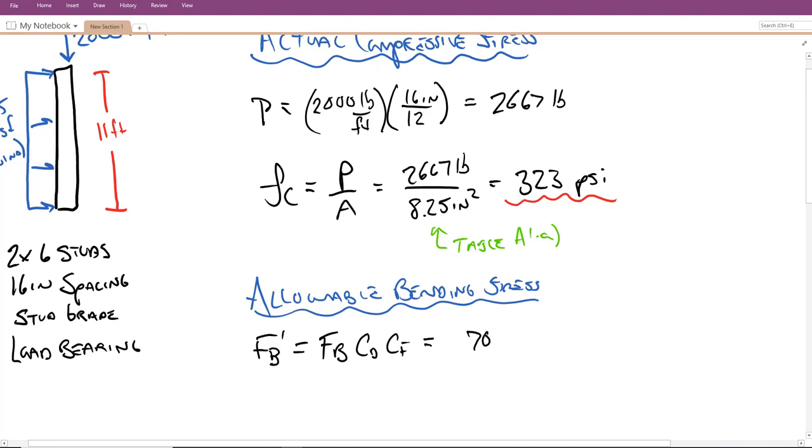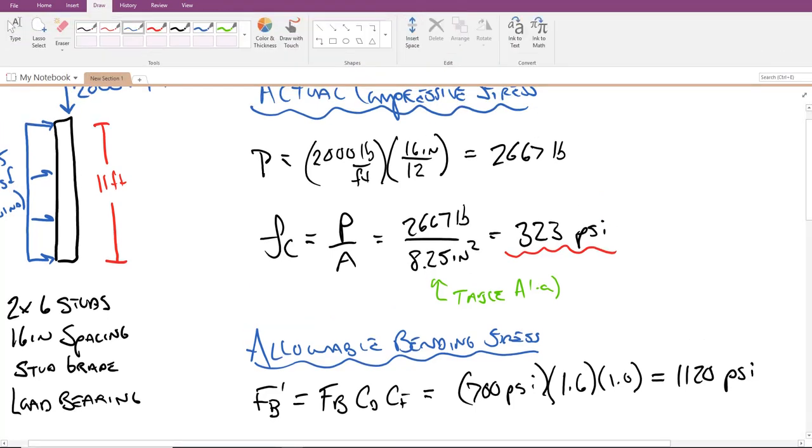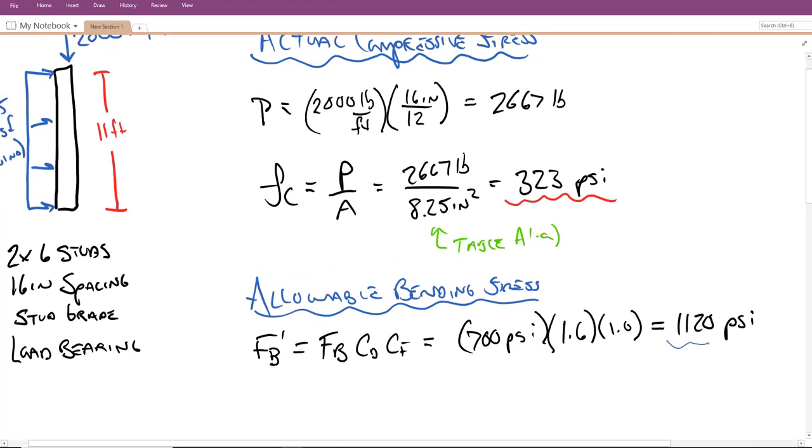So we had these written out previously. 700 psi came from the supplemental table that I provided to you. A duration factor for wind load of 1.6 and a size factor for bending of 1.0. Run all that through your calculator. We discover that this value, allowable bending stress, is equal to 1120 psi.